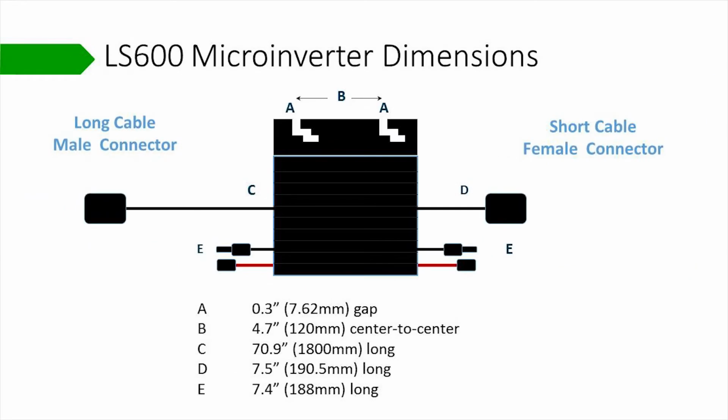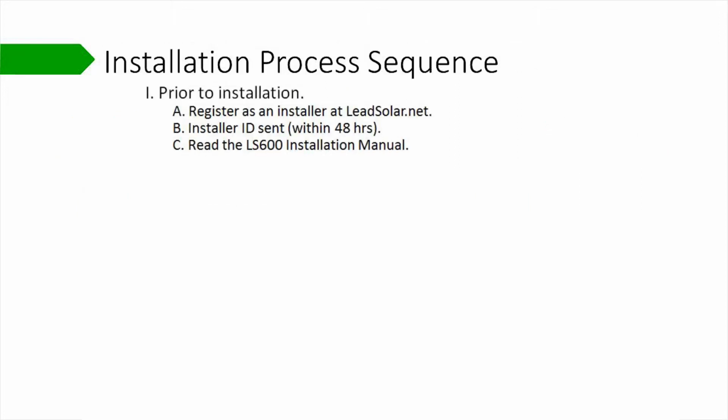For your reference and to help with the initial placement of micros in the design, please refer to the included dimensions of the LS600. 1. Prior to installation. A. Register as an installer at leadsolar.net. B. Installer ID sent within 48 hours. C. Read the LS600 instruction manual.